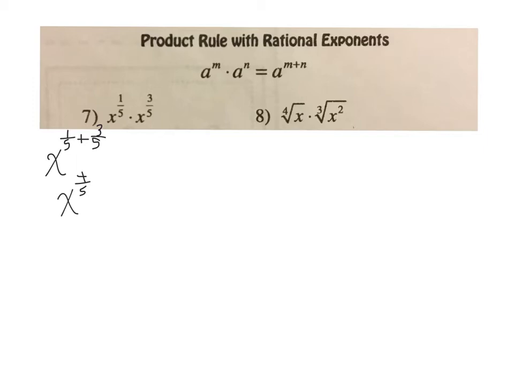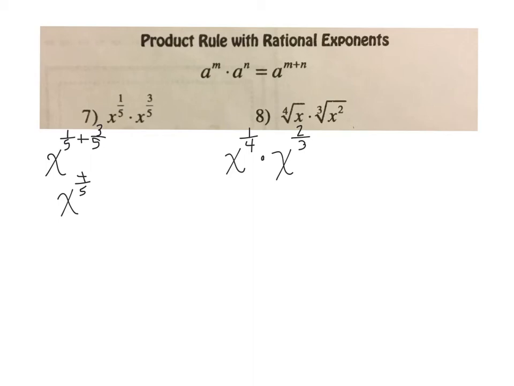All right, so number 7 was already written in rational exponent form. Number 8 is in radical form, so you're going to have to take it over to exponent form and then add those exponents. Okay? So let's rewrite number 8. What are we going to write down? X raised to the 1/4 power times x to the 2/3 power. So all we're doing in that one is we're changing from radical to rational exponent form.